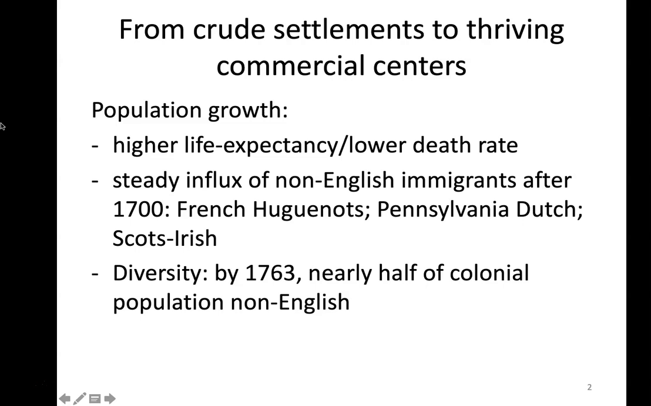The colonial population would eventually, by this period, be much greater than Europe during the 1700s. And this is due to both factors involving natural population growth as well as immigration to the English colonies. So let's first talk about natural population growth. What you see happening here, as indicated in the slide, is higher life expectancy and correspondingly lower death rates.